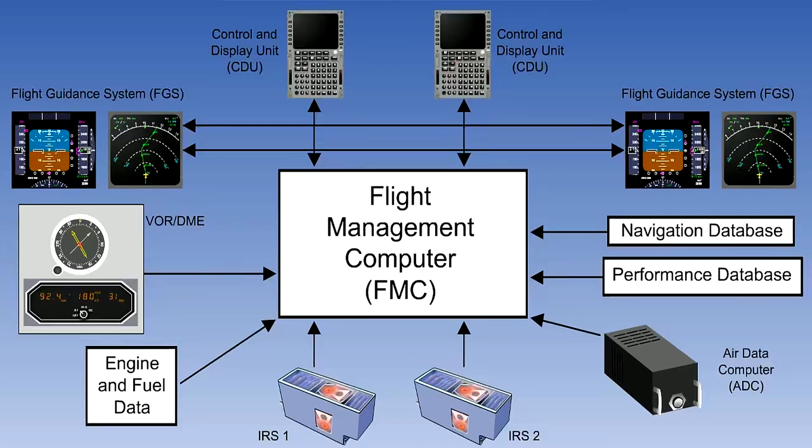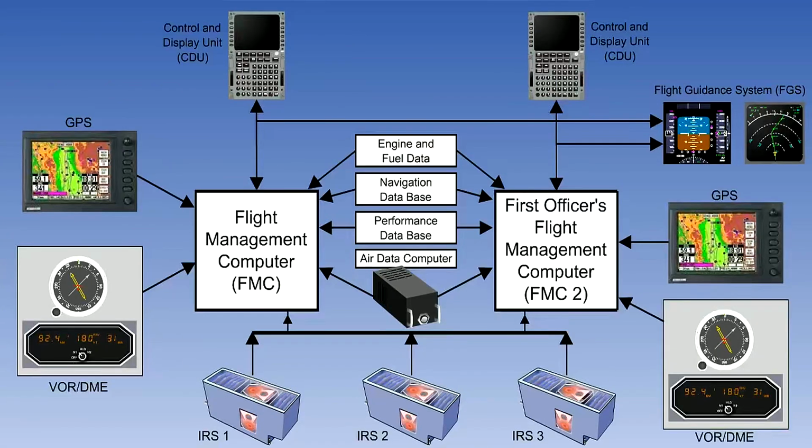You can see that there is one flight management computer serving both pilots and 2 inertial reference systems. However, here is a later model. The architecture looks more complicated because there are 2 flight management computers, 1 for each pilot and 3 inertial reference systems. However, the basic components are the same and the way the system works is the same.